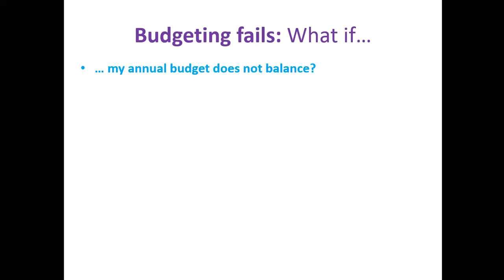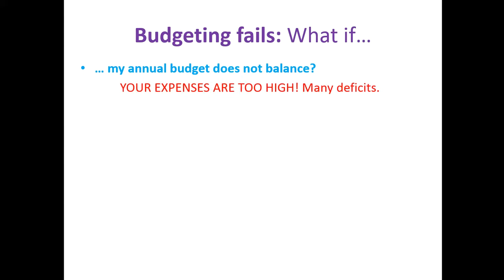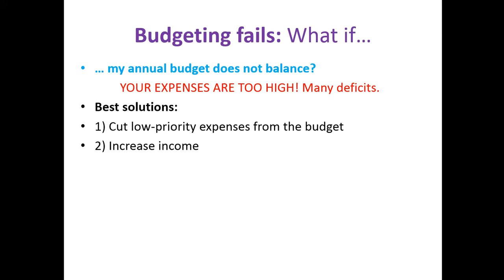Okay. Now, let's suppose your annual budget does not balance. So what does that mean? It means that your expenses are simply too high. You can't move expenses around across months because the fact is within the entire year ahead, you're projecting to earn less income than you're spending. So what you need to do is plan to cut low priority expenses from the budget completely or increase your income.